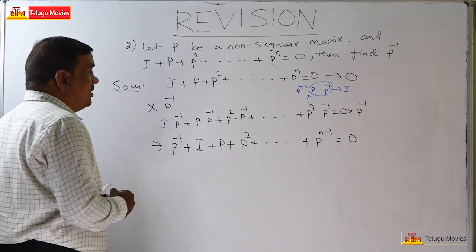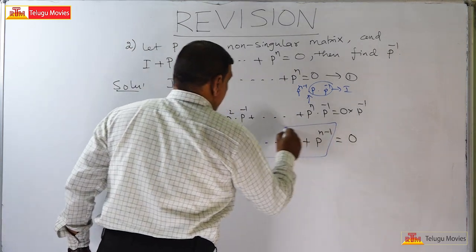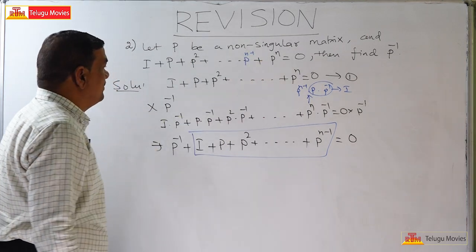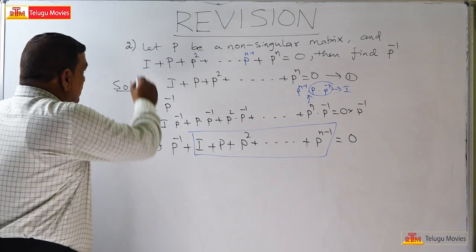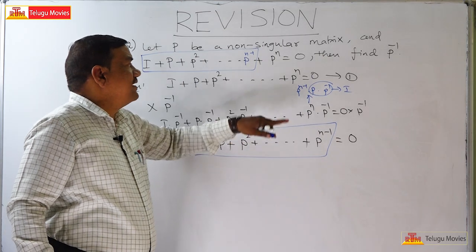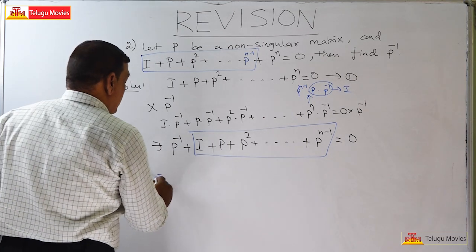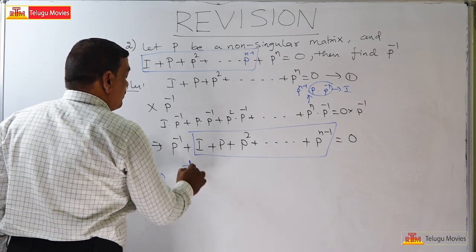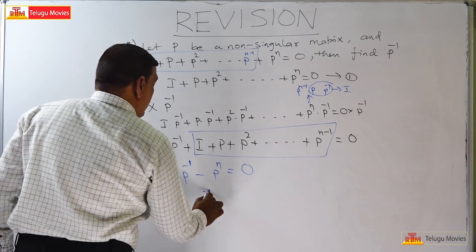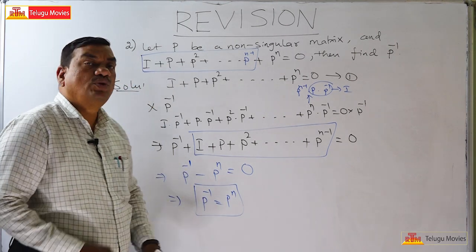We want this matrix, P inverse. So if you see here, up to here, P power n minus 1 will be there, no previous term. So up to here, we have I plus P up to P power n minus 1, and P power n minus 1 goes to minus P power n. So that implies P inverse into minus P power n is equal to 0 matrix. Therefore, P inverse is equal to P power n. So what is our inverse matrix? It is equal to P power n.